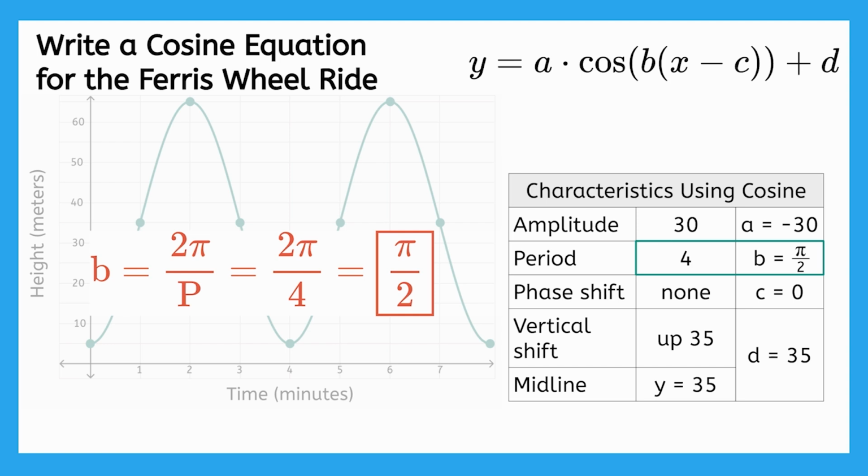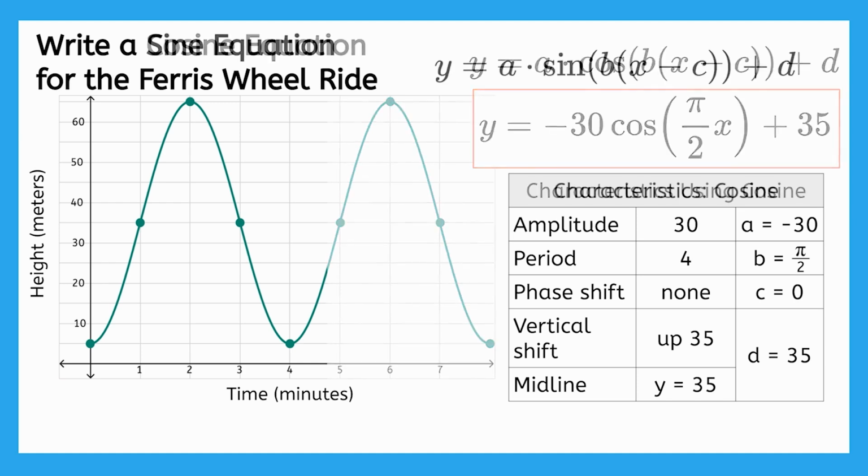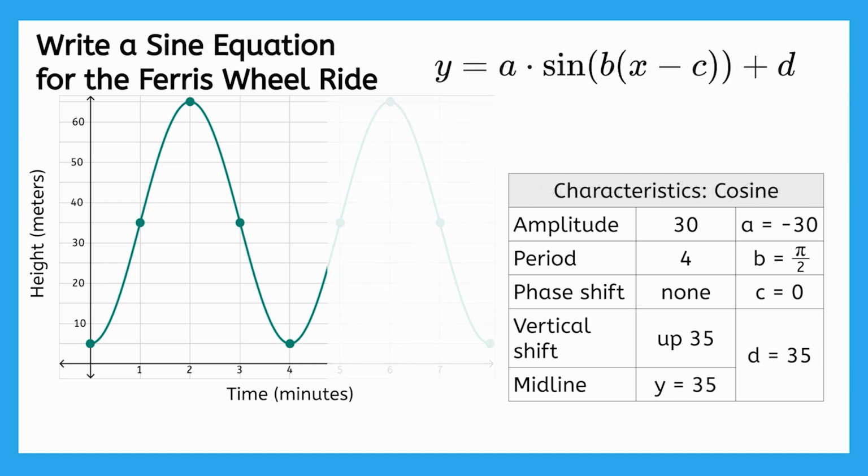Now we have everything we need, and therefore, one way to write a sinusoidal function for this Ferris wheel is y equals negative 30 cosine of pi over 2x plus 35. Notice I said that cosine was one way to write this function. What if we wanted to write it as a sine function instead?